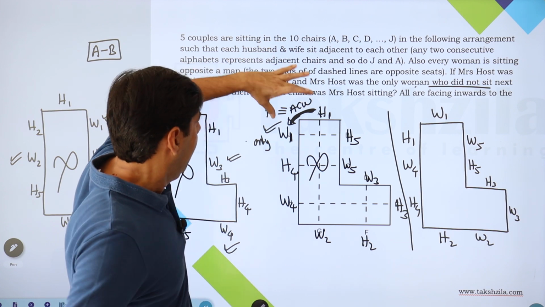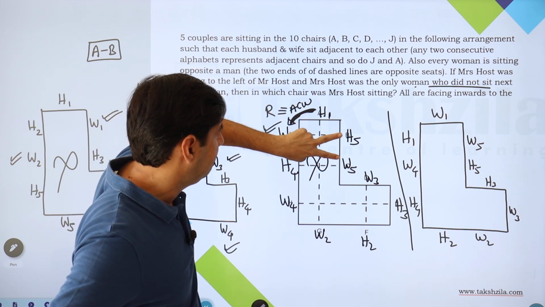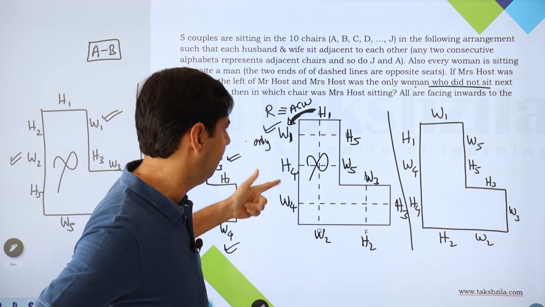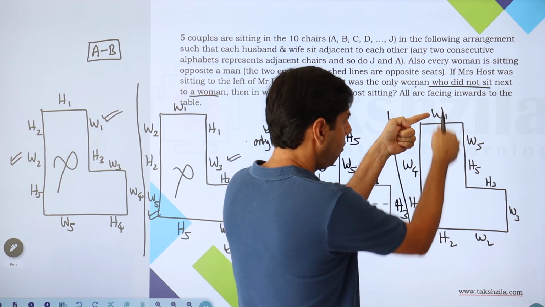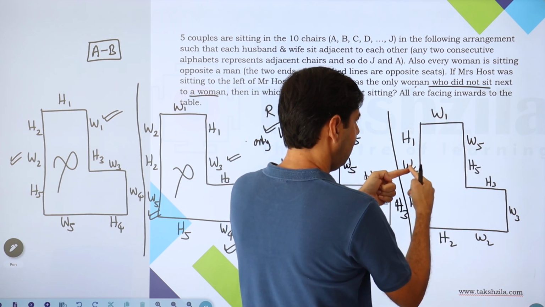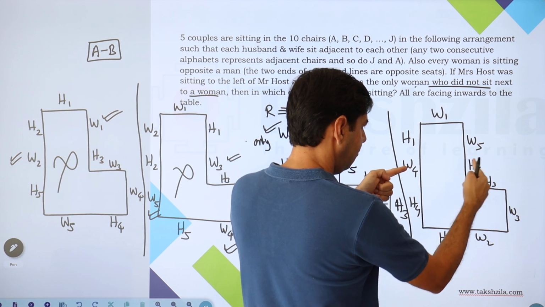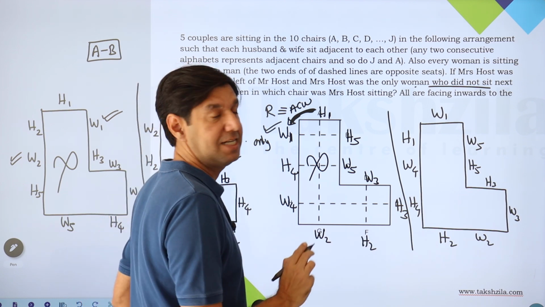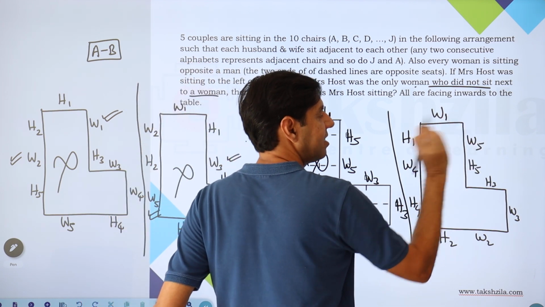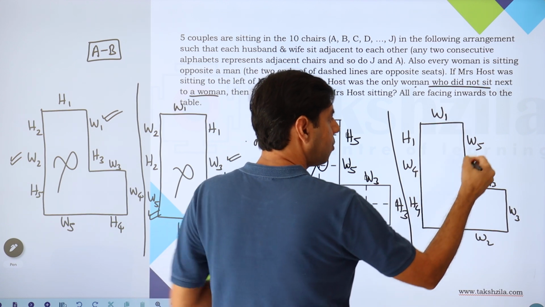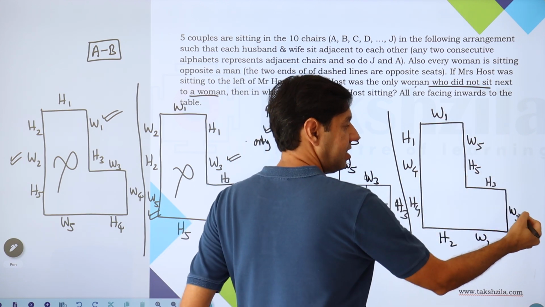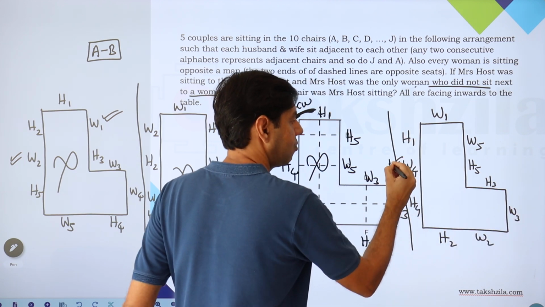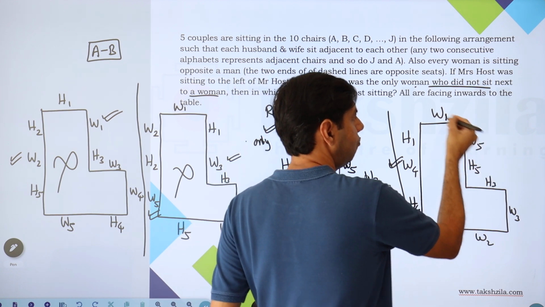Let me check. W1, H1 has shifted, H5 and W5 have shifted, 3 has shifted, the second couple has shifted, 4th. Is one pair opposite? Yes. Second husband, man, woman, third man, woman, fourth man, woman, fifth man, woman. Everything is satisfying. Let's look at women. Woman 1 is sitting next to 5, so this is not it. Woman 2 is sitting next to 3, 3 is sitting next to 2, 4 is the only woman who is not sitting next to another woman. 5 is sitting next to woman 1.